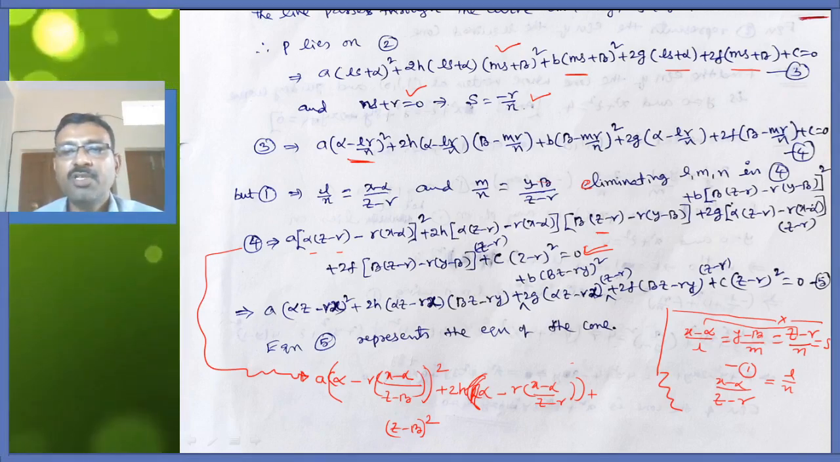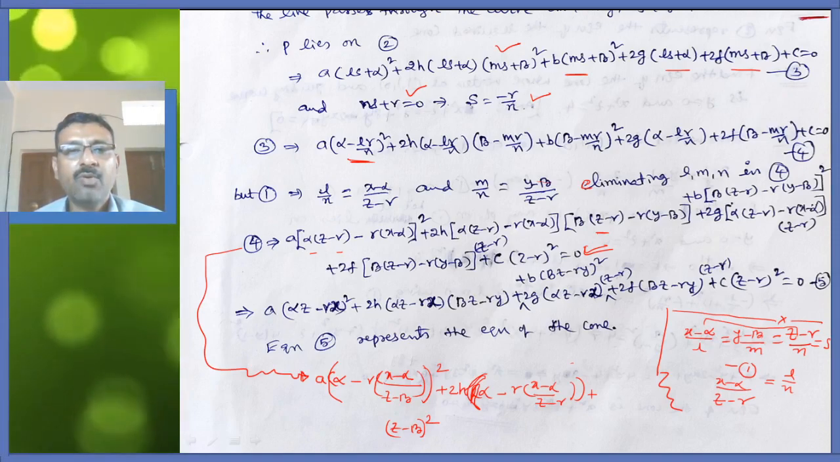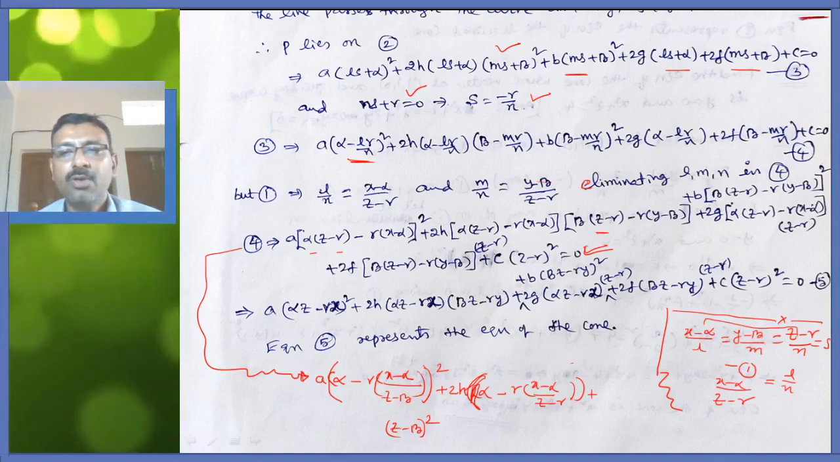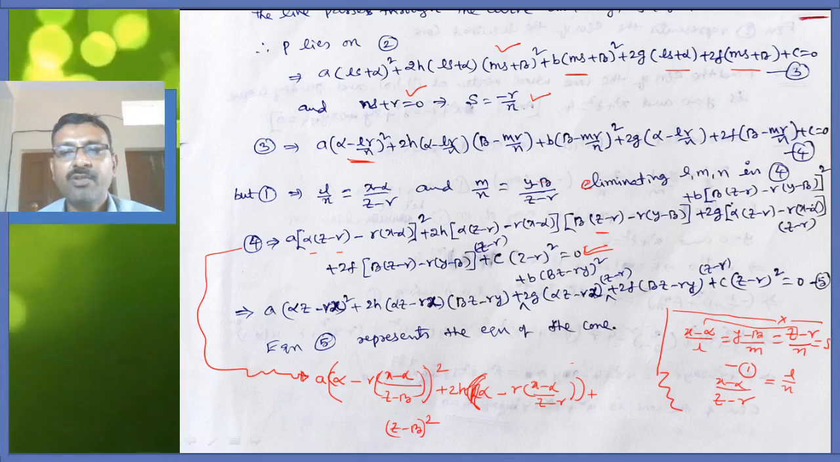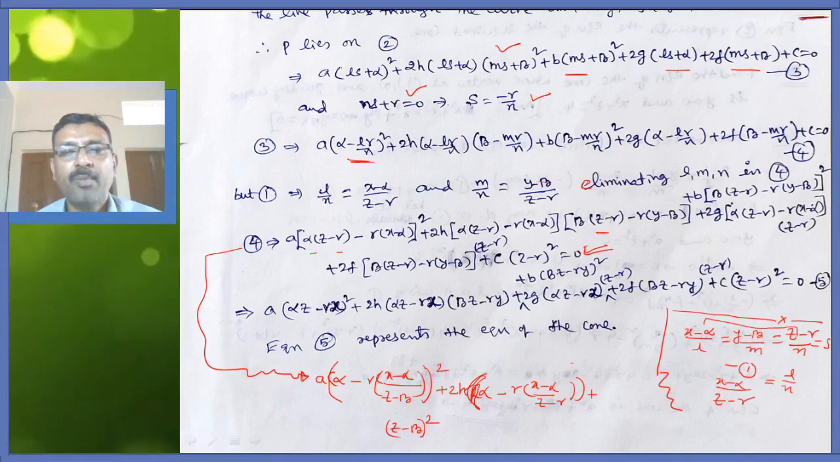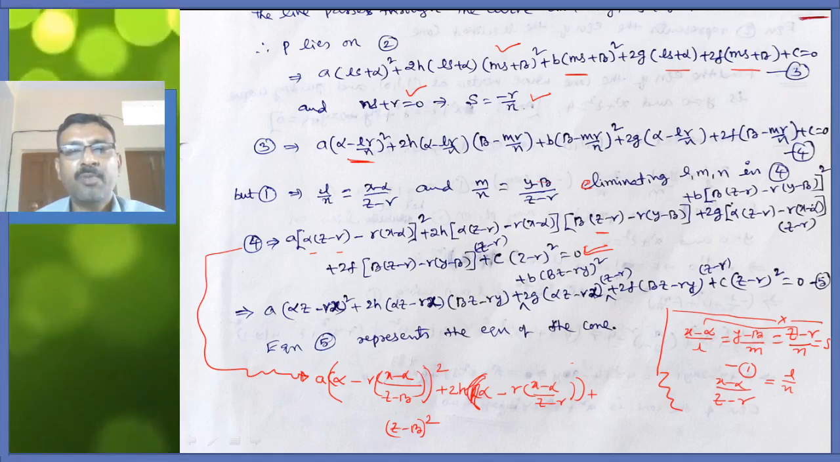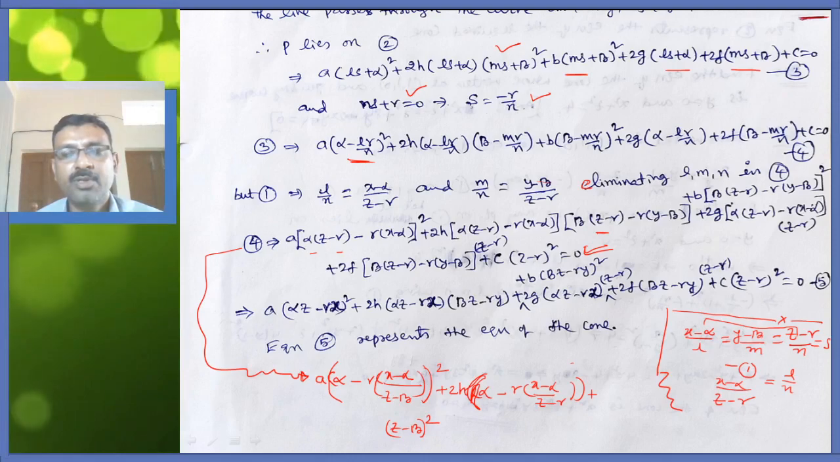So observe equation 5. In equation 5 we only have terms in x, y, z and alpha, beta, gamma. Alpha, beta, gamma is the vertex of the cone, which will be given, and x, y, z are the variables. So this is the equation of the cone.